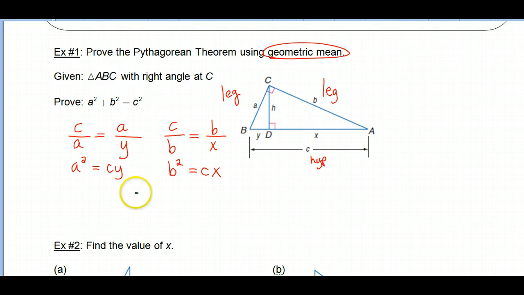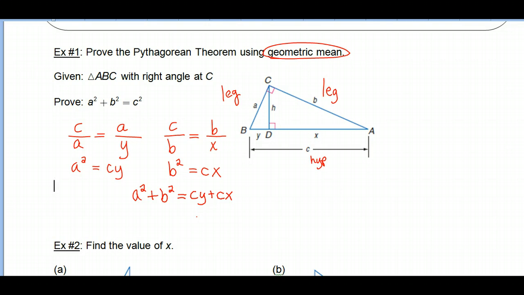Yeah. I can take a squared plus b squared. In other words, I'm going to take the left sides of both equations and add them together, and then put what's on the right side of the equation. So that's going to be equal to cy plus cx. We've added the same thing to both sides of the equation. We've basically said this plus this has to be this. That's the addition property of equality.